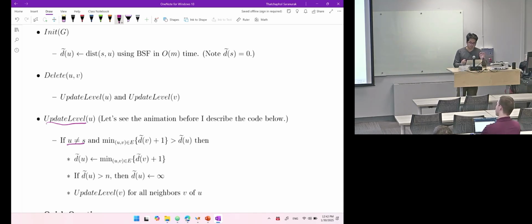If u is not the source, then you might touch it. If u is the source, then you don't touch it. And how exactly? Let's see the animation.